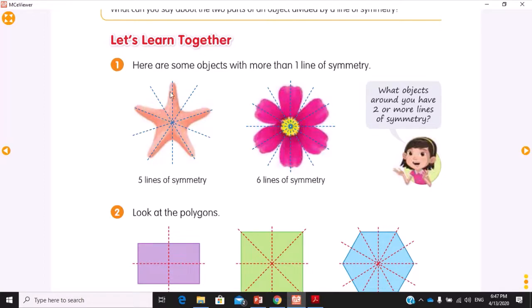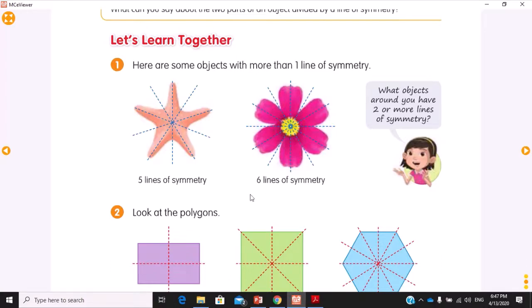Let's have a look at how our line of symmetry is made in our starfish. We were able to make the line of symmetry at different angles, different sides. This gives us the chance to make a duplicate of our shape, which is the starfish here. The same thing as I talked to you about the flower. The flower, we can make so many lines of symmetry. It depends on how many angles or sides we can create the line of symmetry on to make a duplicate shape. So this one has 6 lines of symmetry.